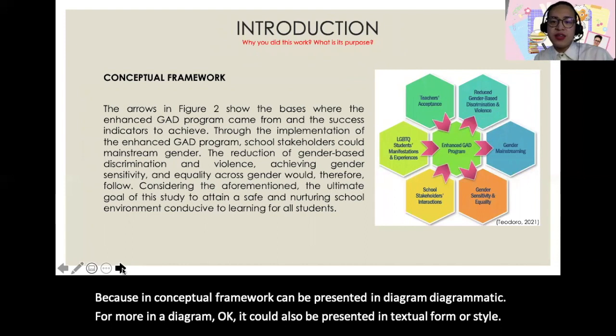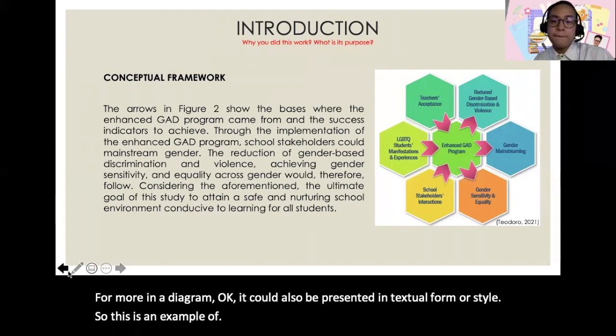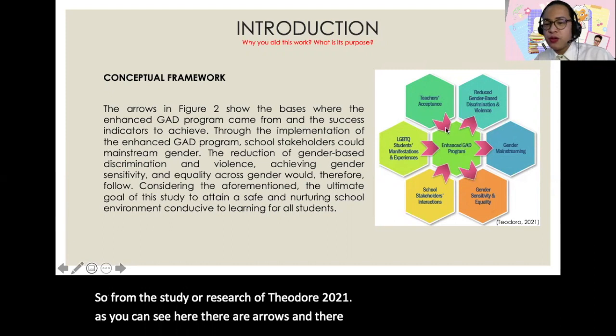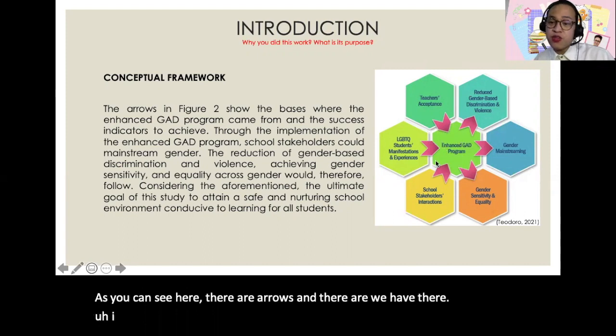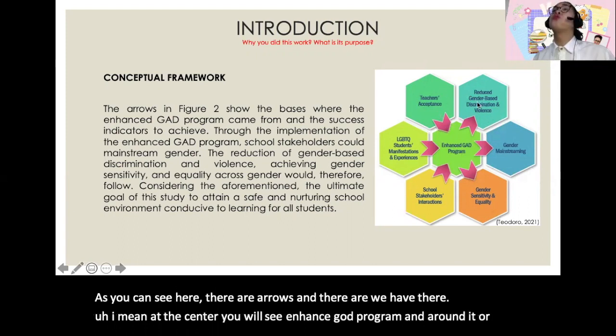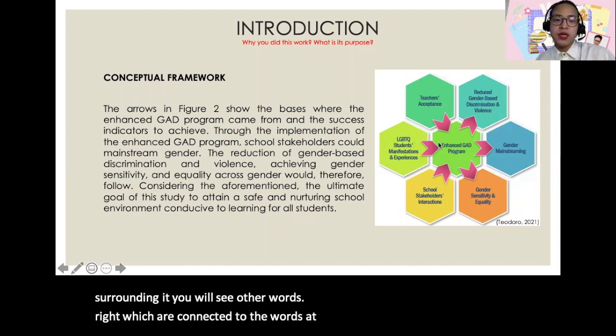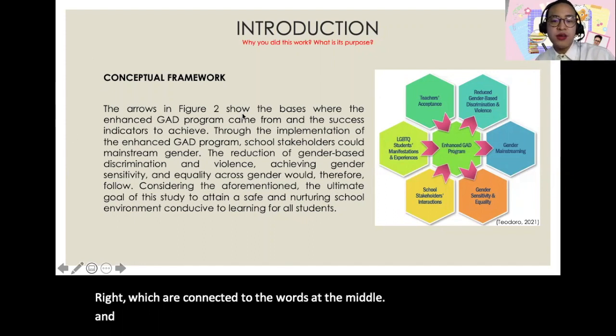Okay, so this is an example of a conceptual framework from the study or research of Theodora 2021. So as you can see here, there are arrows, and at the center, you will see Enhanced GAD program, and around it or surrounding it, you will see other words, all right, which are connected to the words at the middle. And here we have the explanation of this conceptual framework. All right?